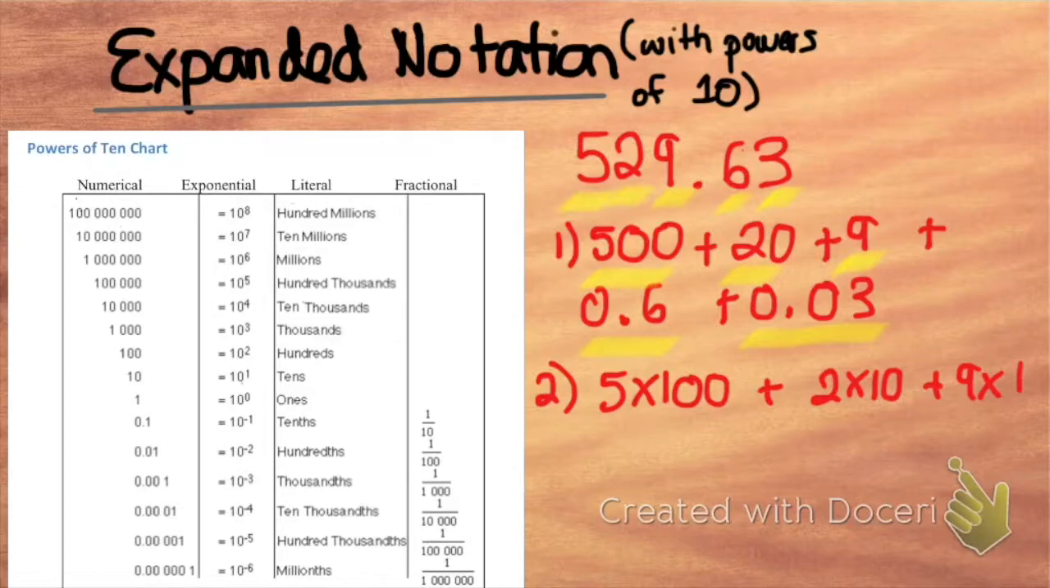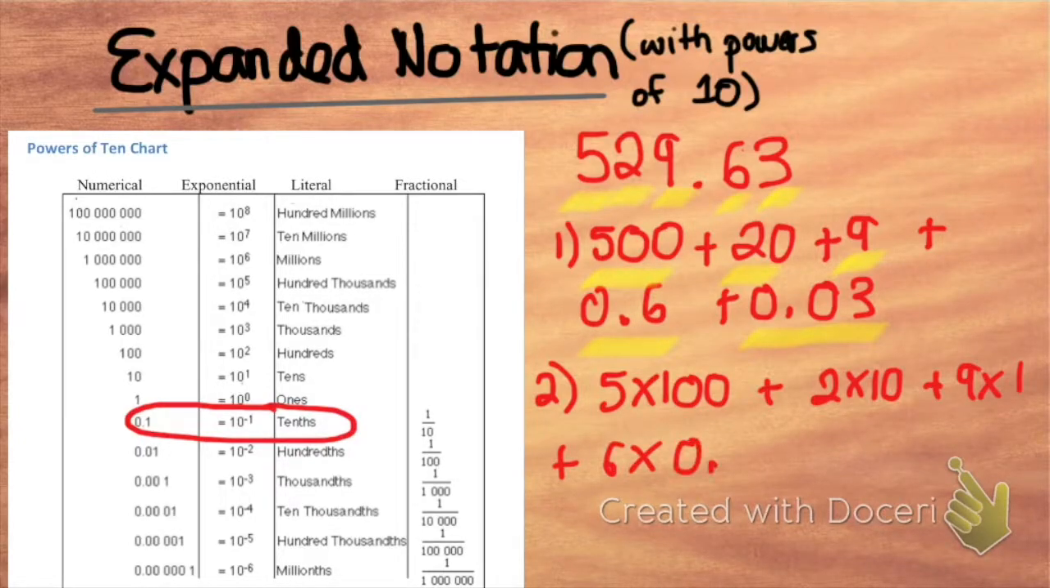And this 0.6 here, well, if I'm looking here, the tenths is a 0.1. So I'm going to do plus 6 times 0.1. And I'm going to look down here, and I'm going to see, oh, wow, my 0.03 is in the hundredths. So I'm going to do plus 3 times 0.01 because it's in the hundredths column.